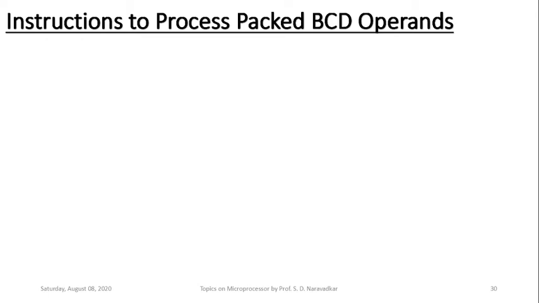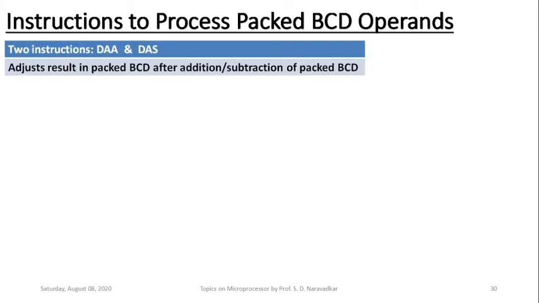Similarly, in case of 16 bits of data, there will be 4 nibbles which are packed together. 8 bits of data, 2 nibbles. 16 bits of data, 4 nibbles. Now we will see those instructions which are used for processing of packed BCD operands here. There are two instructions stated here, DAA and DAS. DAA stands for Decimal Adjust Accumulator After Addition.